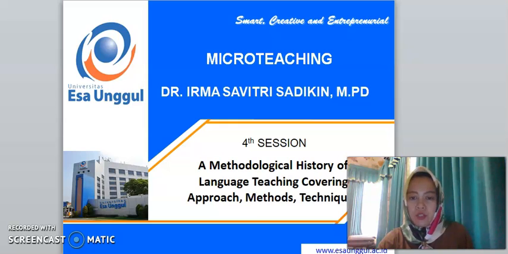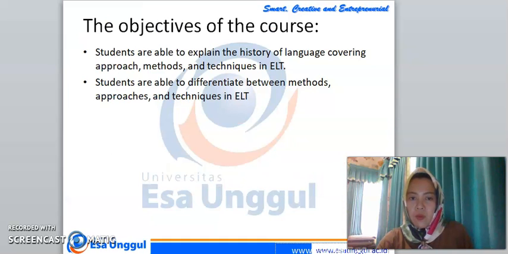Today is the fourth session and the topic is the methodological history of language teaching, covering approach, method, and techniques. Actually, today's topic is the same as the previous topic, but here I'm going to explore more in the kinds of methods, as one of the teaching methodology in ELT.